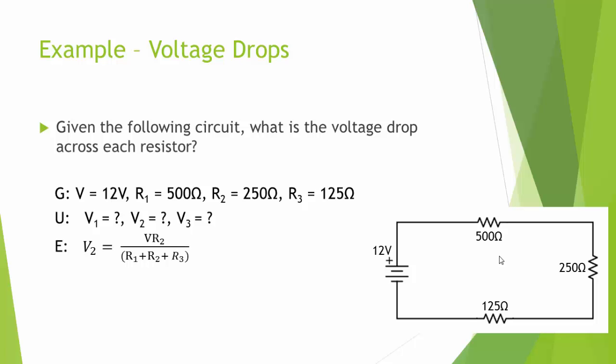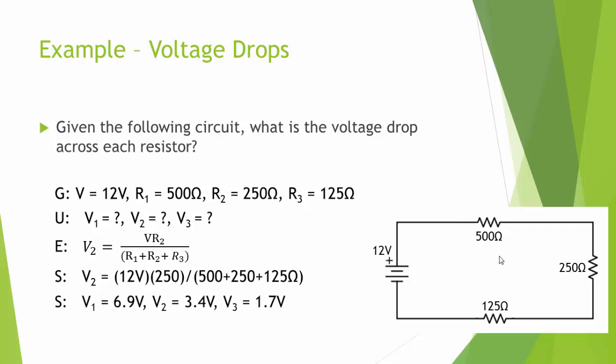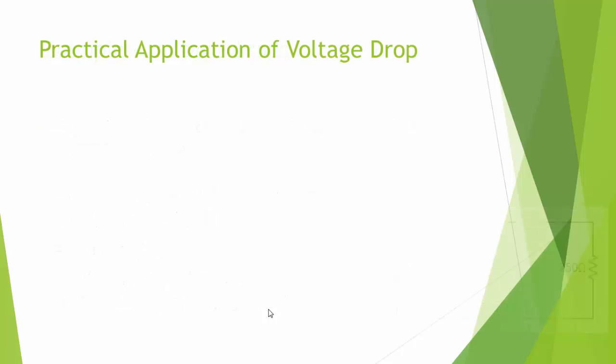And I gave one example. So here's our equation for the first resistor, which is just percent of the overall times the system voltage. And multiplying that out, we get the voltage drop across the first resistor is 6.9 volts, the second resistor is 3.4 volts, and the third resistor is 1.7 volts. Okay, so there's voltage drop in a nutshell.